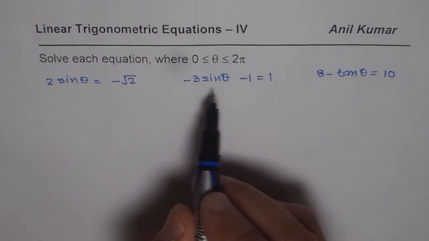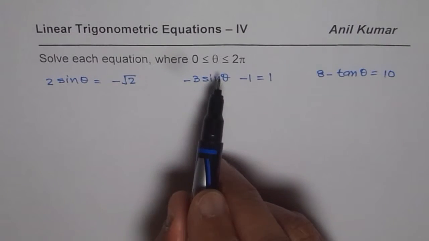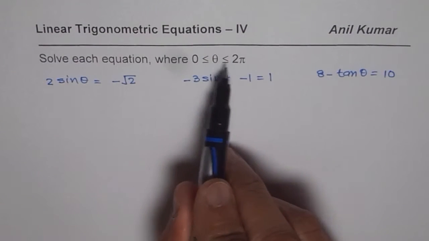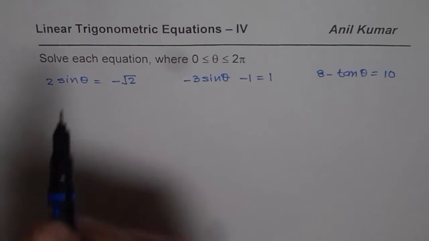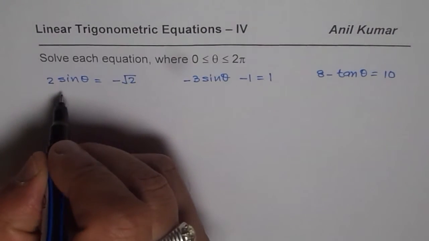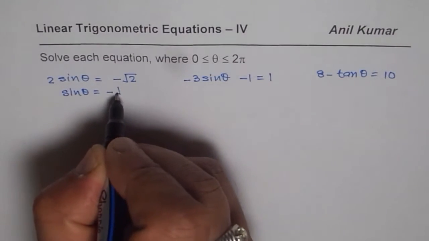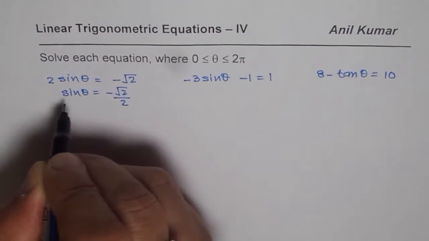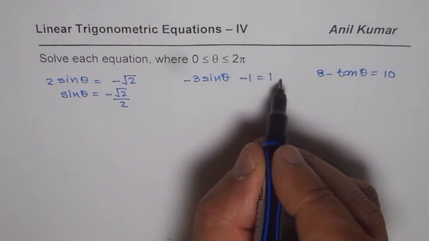Now we need to find the solution, that means the value of theta which will satisfy the equation, and theta is in the domain 0 to 2 pi. So let's begin with our strategies. First, you have to write the equation in the form of ratio equals something. So we can write this as sine theta equals minus square root 2 over 2. So that's the value of sine theta.